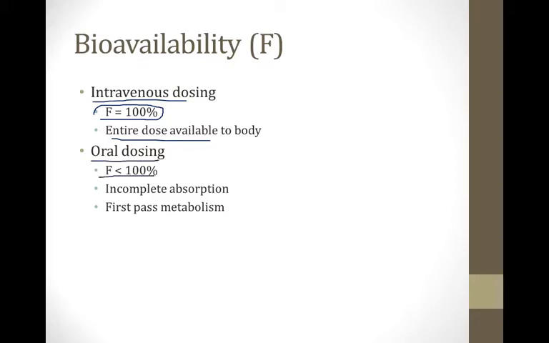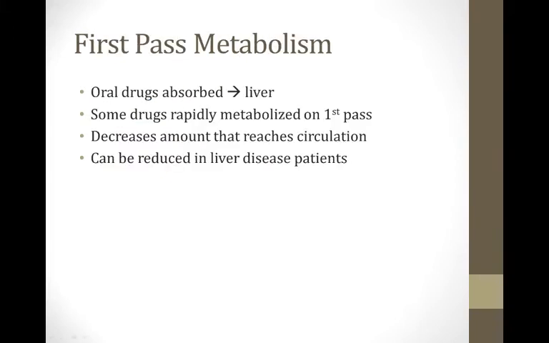And that's for two reasons. First, every drug has some degree of incomplete absorption, and there's also something called first pass metabolism by the liver. So let's talk about first pass metabolism. Oral drugs that get absorbed go directly to the liver, and some drugs are very rapidly metabolized such that on the first pass, a significant portion of the drug is eliminated before any of the drug gets to the systemic circulation. So this first pass metabolism can decrease the amount of drug that reaches the systemic circulation.